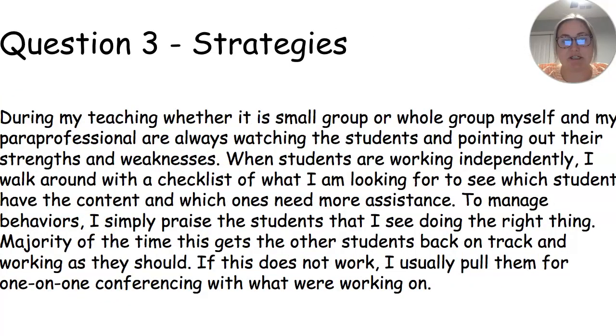So on to strategies. During my teaching, whether it's small group or whole group, myself and my parapro are always watching the students and pointing out their strengths and weaknesses. When my students are working independently, I walk around with a check sheet and kind of what I'm looking for to see which students have it, which students need a little bit more help. To manage behaviors, I simply praise the students that I see doing the right thing. Most of the time, this gets the other students back on track, and if not, I usually pull them for one-on-one conferencing and kind of just help them into the right direction.